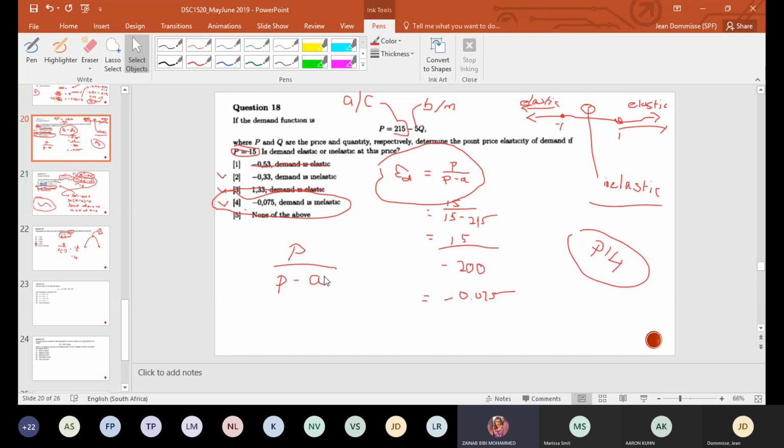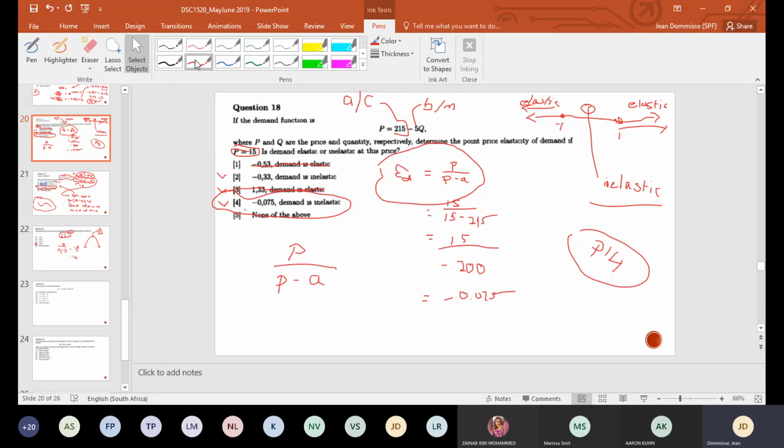But then the options they give say elastic, or less than 1, or greater than 1. But we've learned that the absolute value of the elasticity of demand gives you a positive value as well. So what do you choose, the positive or the negative one? That's a very good question.